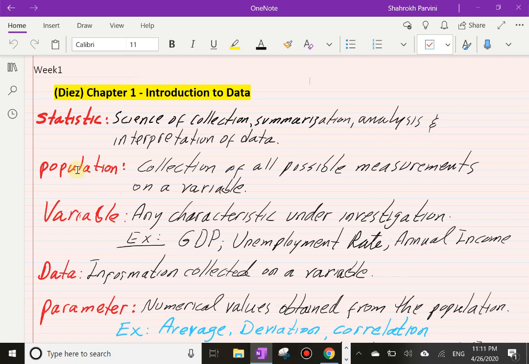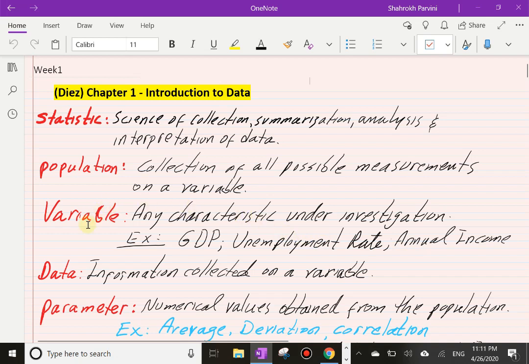The next idea here is that of a variable. So what is a variable? A variable is going to be any attributes, any characteristics that we are researching, that is under the investigation. So I have a few examples of these. For instance, a variable could be a person's age, it could be a person's income, the price of a house. It could be the GDP for a given quarter, the unemployment rate, weekly, monthly, annually, whatever that rate might be. Or we can talk about the annual income of individuals, corporations, what have you. So that's going to be the idea of a variable.